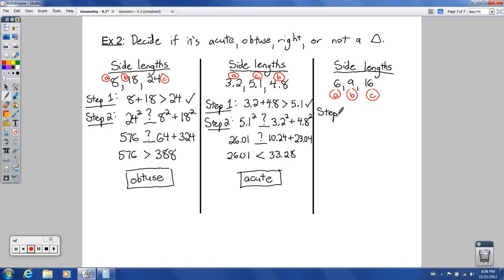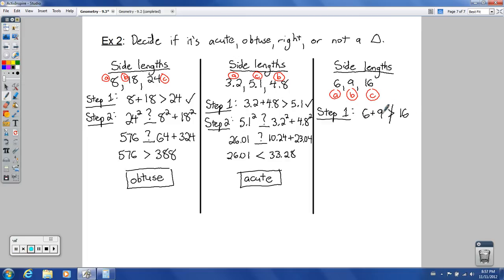So step 1, check out A plus B and see if it's bigger than C. 6 plus 9, is that greater than 16? Before we've just kind of been like, oh, yep, we're good to go. Here though, no it's not. So we're going to put a little slash through that. This is not greater than 16. Therefore, we don't need to do step 2. There's no point in doing step 2 because we can't even make a triangle with this.